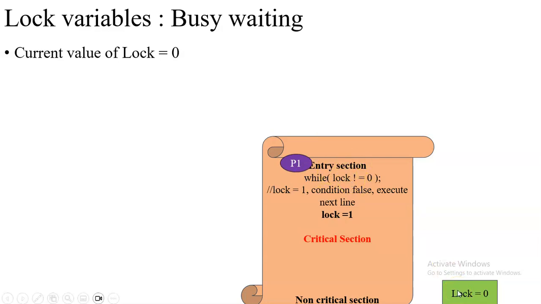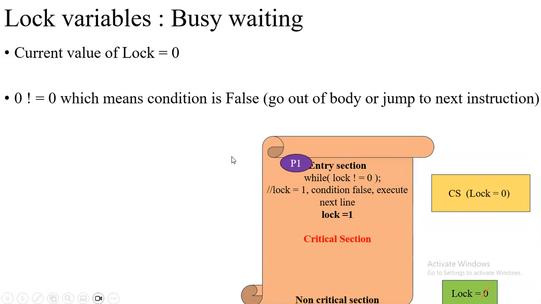What is the initial value of lock? It is 0. So what is the current value of lock? It is 0. So we will check: while 0 is not equal to 0, is the condition true? The condition is false. So when the condition is false, it will go and execute the next line of instruction. What is the next line of instruction? It is lock is equal to 1. That means now the value of lock is 1. See, which means that P1 has successfully entered into the critical section because initially the value of lock was 0.